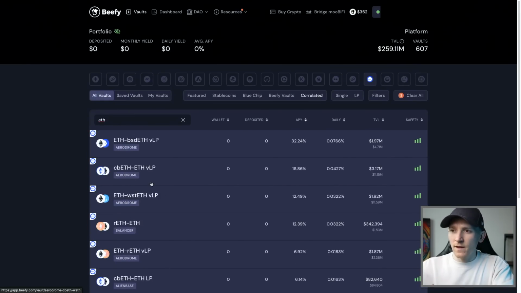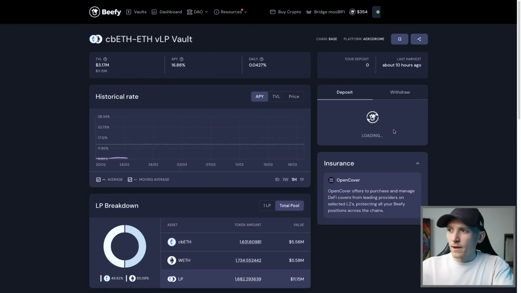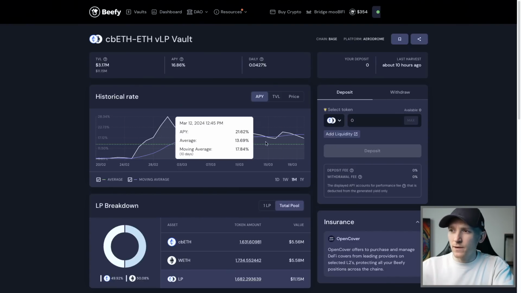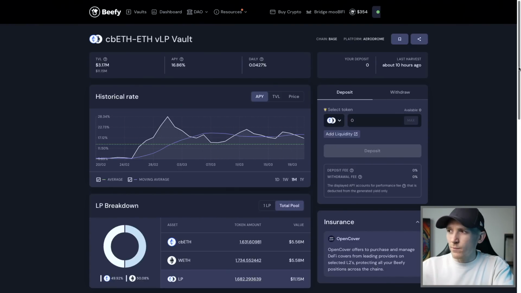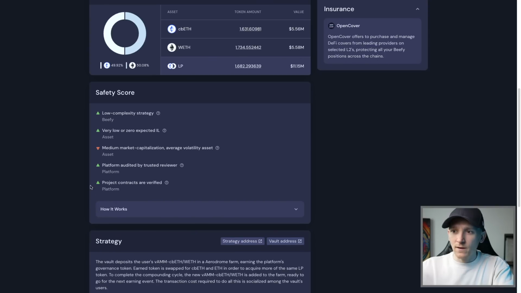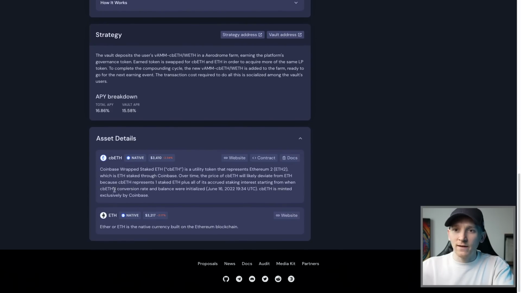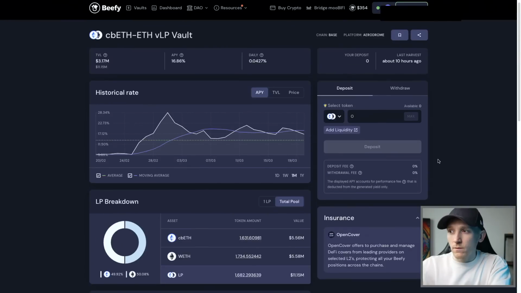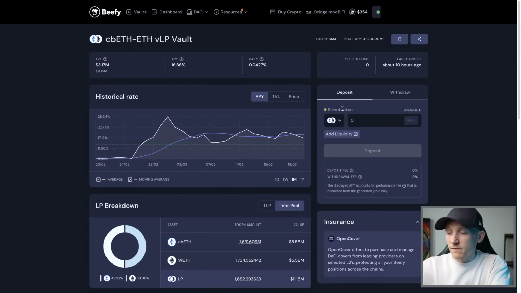So what you can do is say, okay, I want ETH, cbETH, that's the pool we looked at before. And as you can see down here, it just gives you the APY over time. And we can see the strategy that's happening. So it's low complexity. There is very low or zero IL, impermanent loss. You can see the other details here. This is the pool that we just looked at on Aerodrome, but we don't have to go through all of that stuff. What we can do on something like Beefy is just deposit.